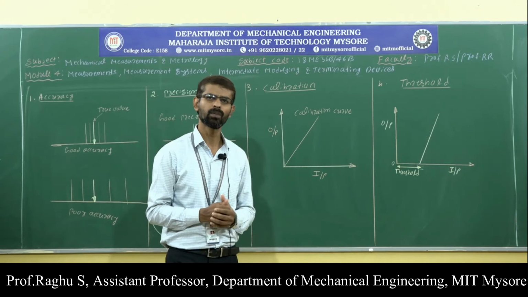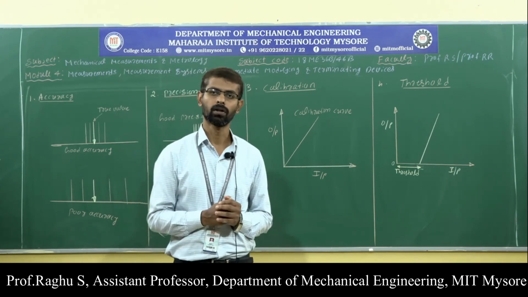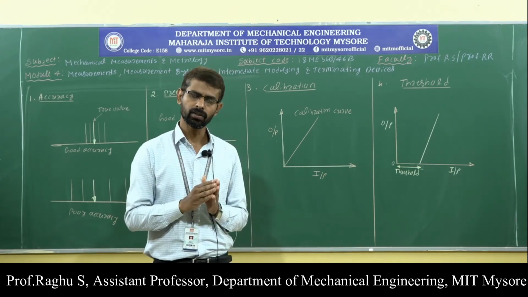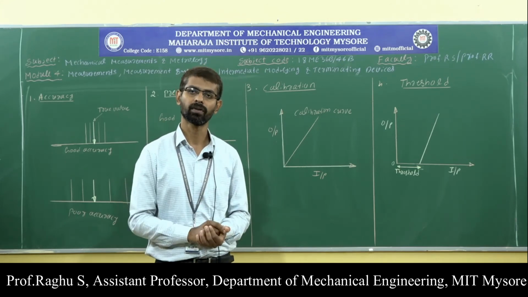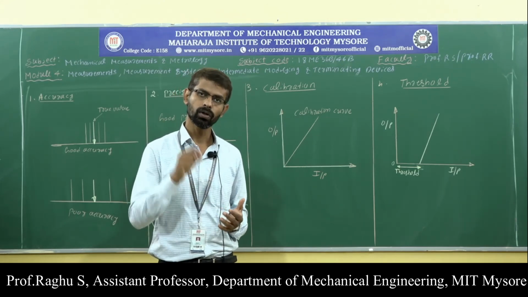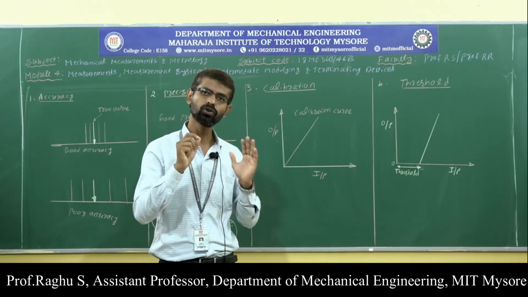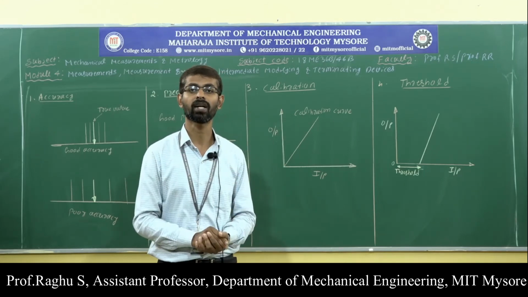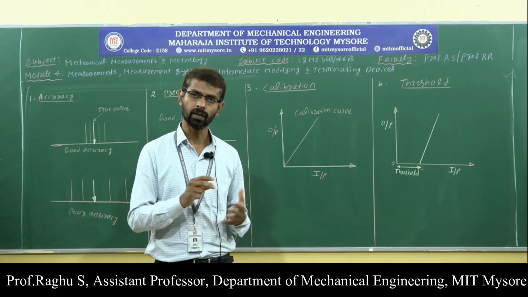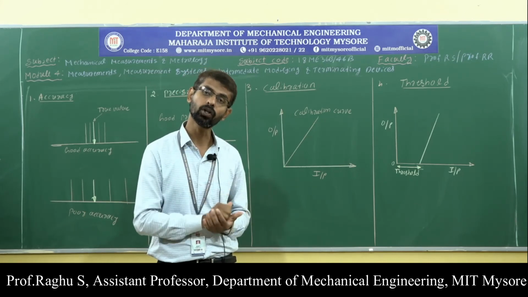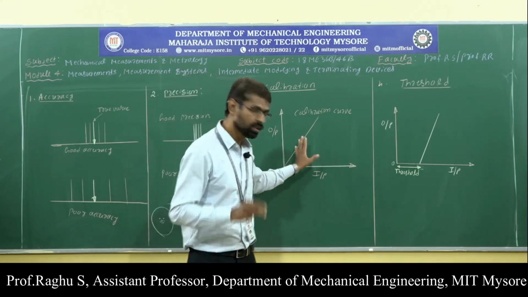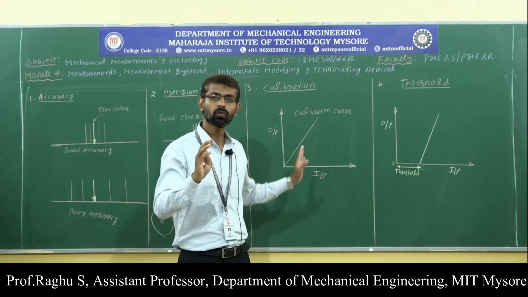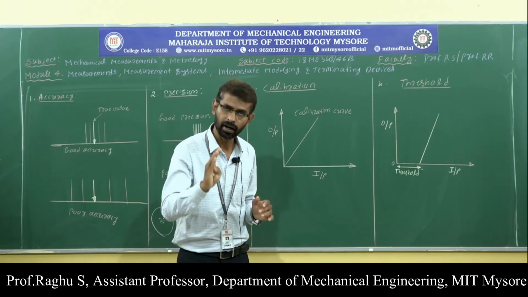Next, move on to calibration. What do you mean by calibration? Calibration means the process of comparison of a measuring instrument with the standard. In other words, calibration is done to check whether the instrument gives the correct reading or not. So, calibration is done to check the accuracy of the measuring instrument.